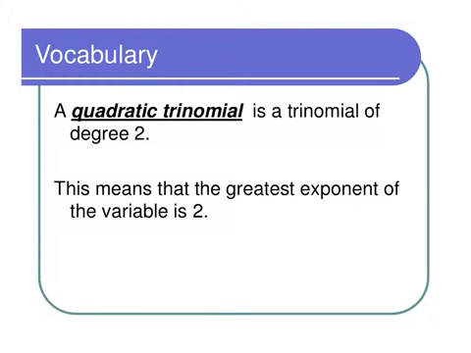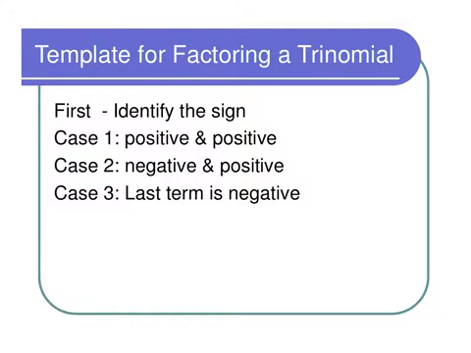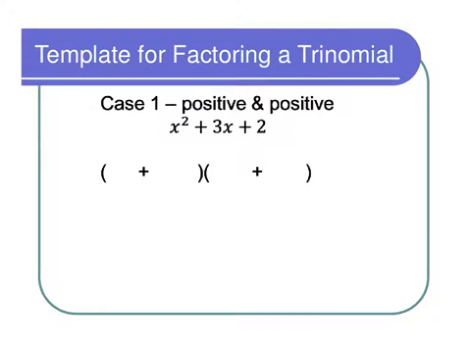Alright, a quadratic trinomial is a trinomial of degree 2. Highest exponent is 2. Alright, first of all, this is sort of a template for factoring a trinomial. What we're going to do is identify the signs, and actually it's the sign of the last term, and there are 3 possible cases when you're factoring as far as your sign goes. Alright, so this is the first case, and we're looking at this third sign here.